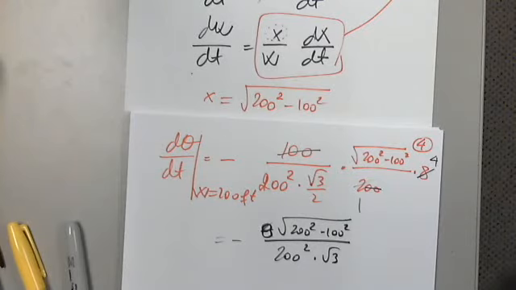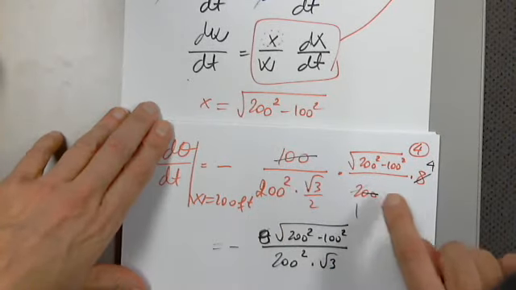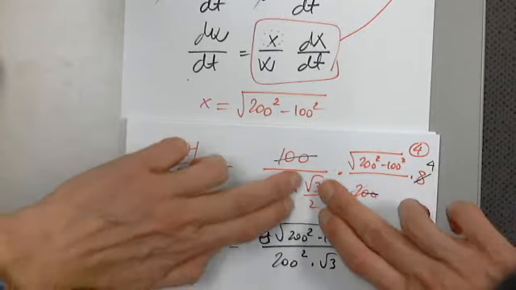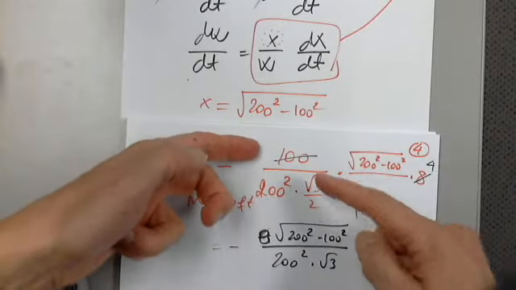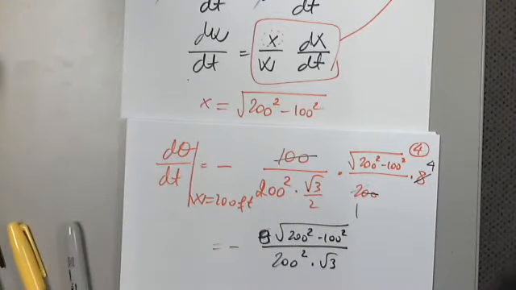Is this okay? So I crossed out 100 with 100 when I crossed out a 2 with a 2. So I got a 4. But I have to flip this fraction, so 4 times 2, 200 squared and the square root of 3. Is that okay? So let's look at the graphing calculator.